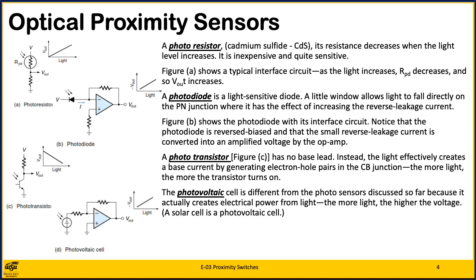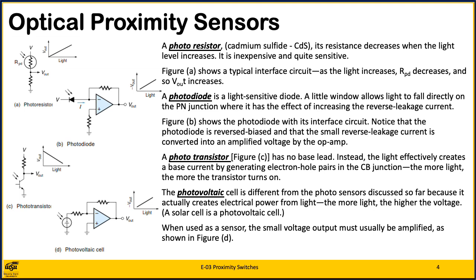The photovoltaic cell is different from the photosensors discussed so far because it actually creates electrical power from light. The more light, the higher the voltage. A solar cell is a photovoltaic cell. When used as a sensor, the small voltage output must usually be amplified, as shown in Figure D.